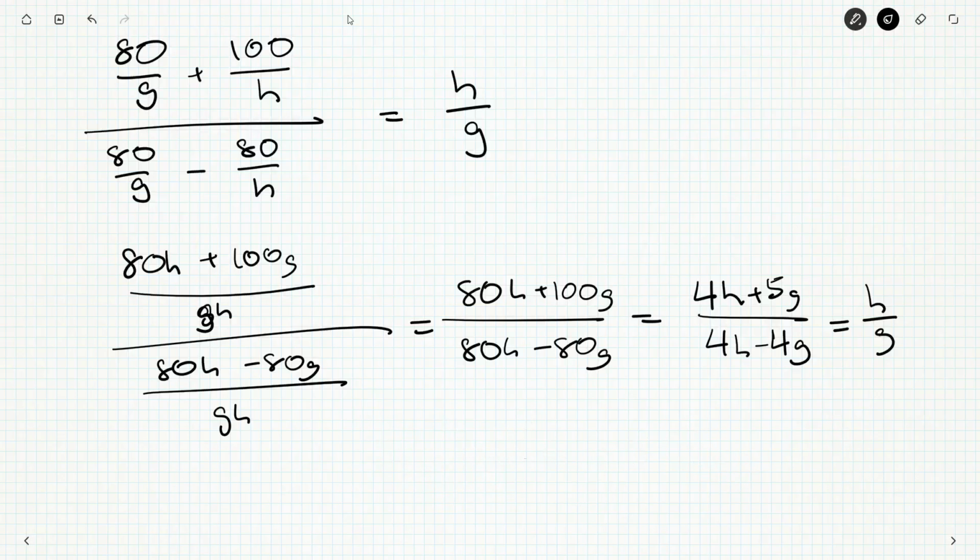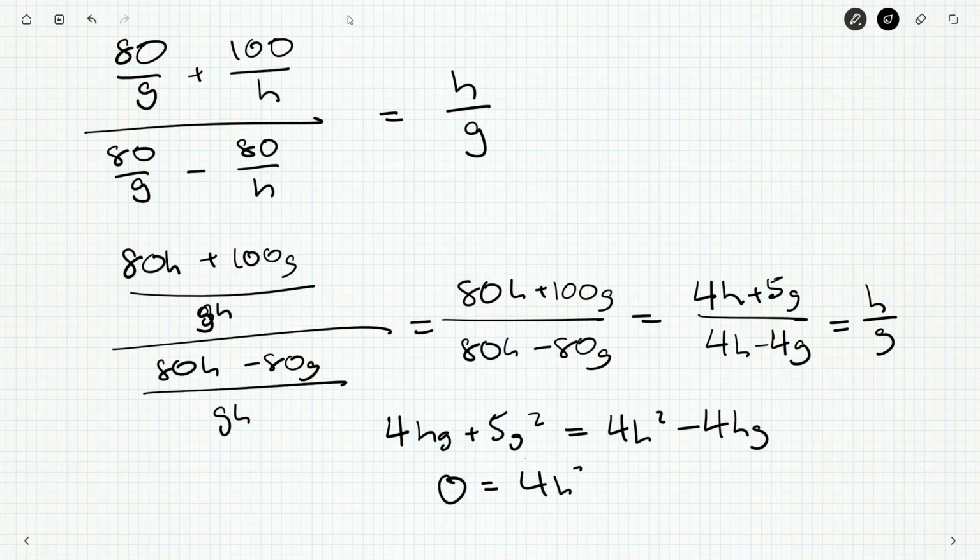I'm trying to avoid multiplying everything out because I feel like things won't cancel, but heck, we'll try it. So 4hg plus 5g squared is equal to 4h squared minus 4hg. See, I told you it wasn't going to cancel. So we'll have 4h squared minus 8hg minus 5g squared equals 0. I'm just not seeing where to go with this. Logically, this should somehow factor. I'm just terrible at factoring these sorts of things.